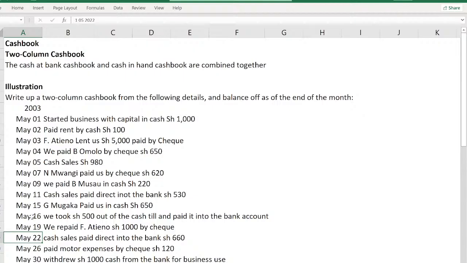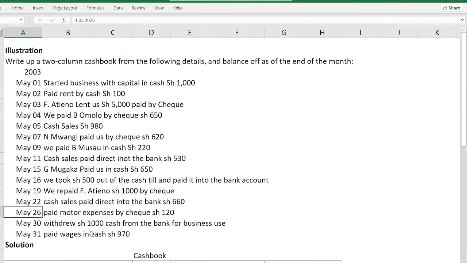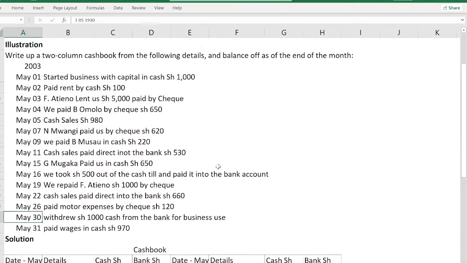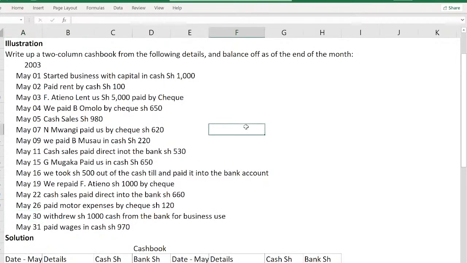May 22, cash sale paid directly into the bank, 660 shillings. May 26, paid motor expense by check, 120 shillings. May 30, we withdrew 1,000 shillings cash from the bank for business use. And May 31st, paid wages in cash 970. Before I go to the solution, I'd like you to take a screenshot or record this so that you have this information as we do the solutions.